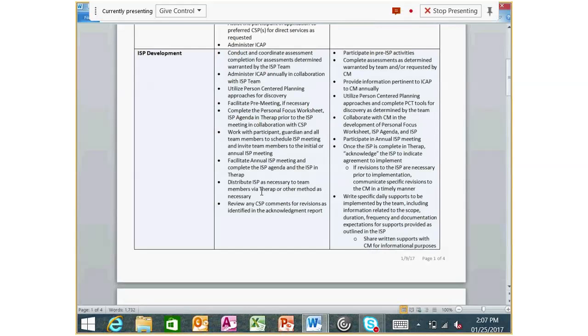I also wanted to clarify to everyone on the call today that the ISP isn't one single document. It's all three of the documents: the personal focus worksheet, the ISP agenda, and the ISP.